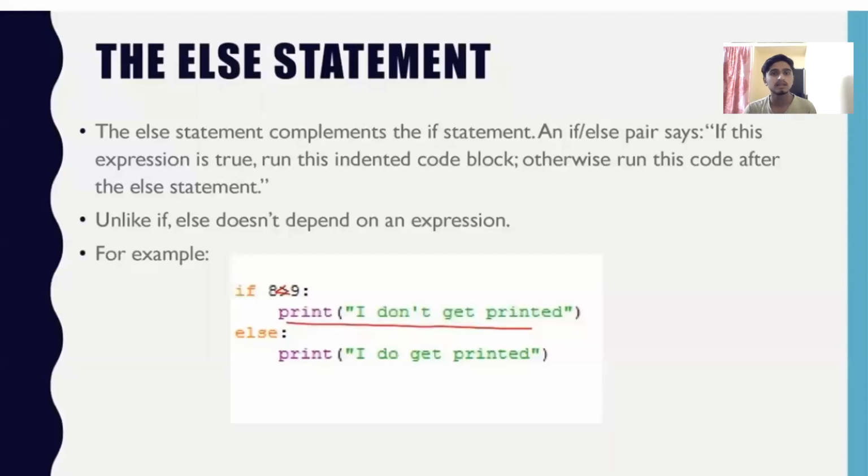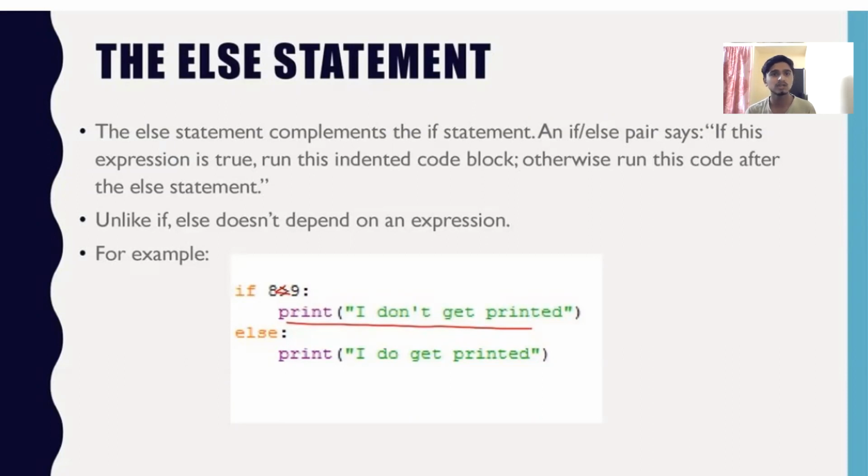So let's see what we do if the if statement fails. Then we use the else statement. The else statement complements the if statement. And the if-else pair says if this expression is true, run this indented code block. Otherwise, run the code after the else statement. Unlike if, else doesn't depend on any expression. For example, if 8 is greater than 9, print I don't get printed. Else print I get printed. So with this, we can understand the if and if-else statements.